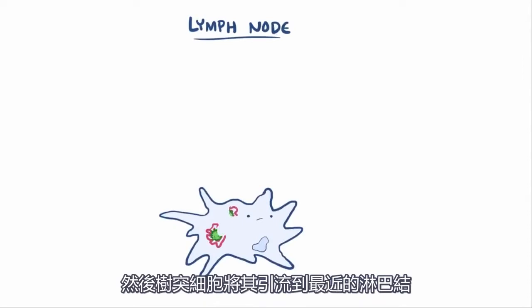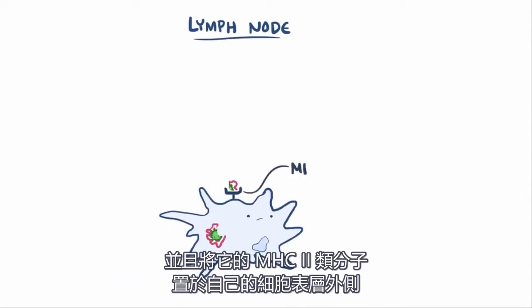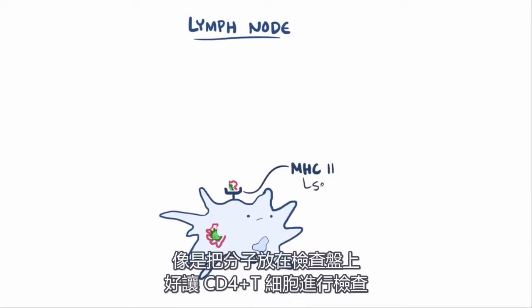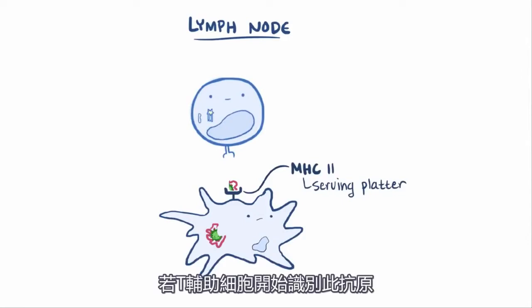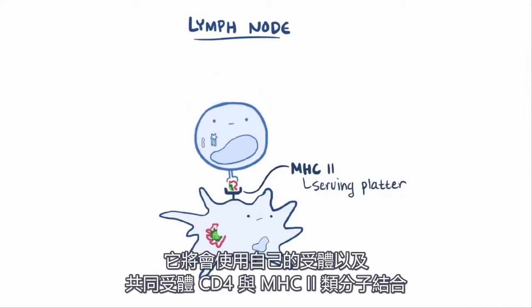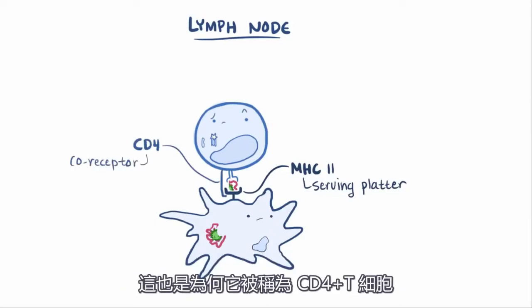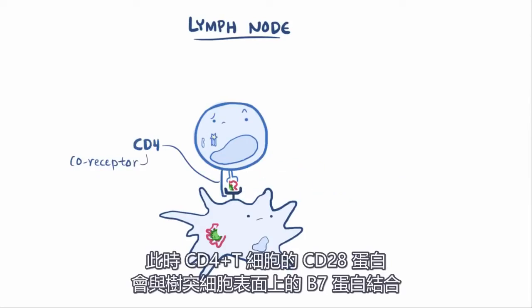The dendritic cell then takes it to the nearest lymph node, the draining lymph node, where it presents the antigen on its surface using an MHC class II molecule, which is basically a serving platter for CD4 positive T cells to come check out. If a T helper cell recognizes the antigen, it binds to the MHC class II molecule using its T cell receptor, as well as CD4, which is a co-receptor, and this is why it's called a CD4 positive T cell. At this point, the CD4 positive or helper T cell will also express a CD28 protein, which will bind to the B7 protein on the surface of the dendritic cell.